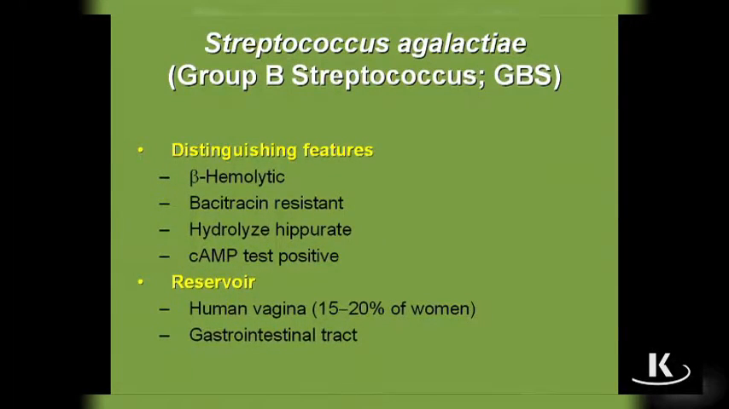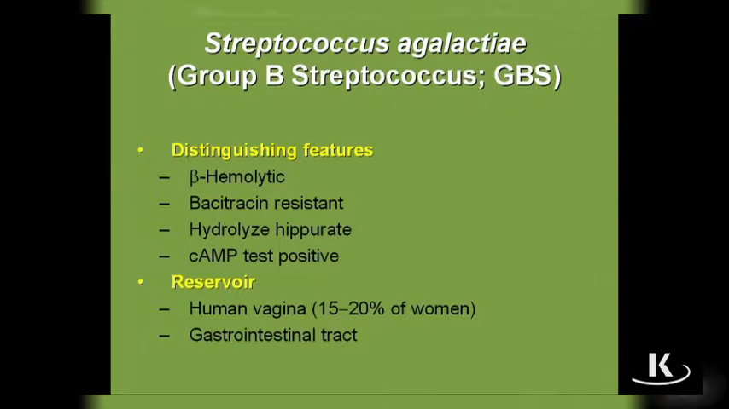All right, so we're going to shift from Group A to Group B. Not a whole lot to talk about with Group B strep, okay? What do you already know? It's a leading cause of neonatal meningitis. Bam! That's almost everything you got to know, okay? Distinguishing features, we mentioned most of them.